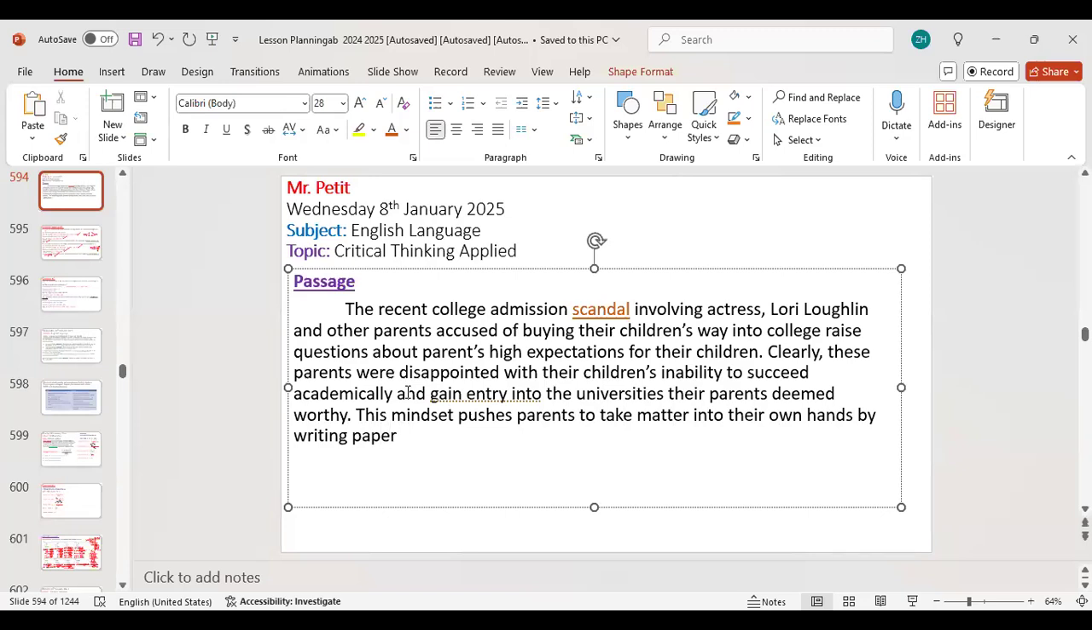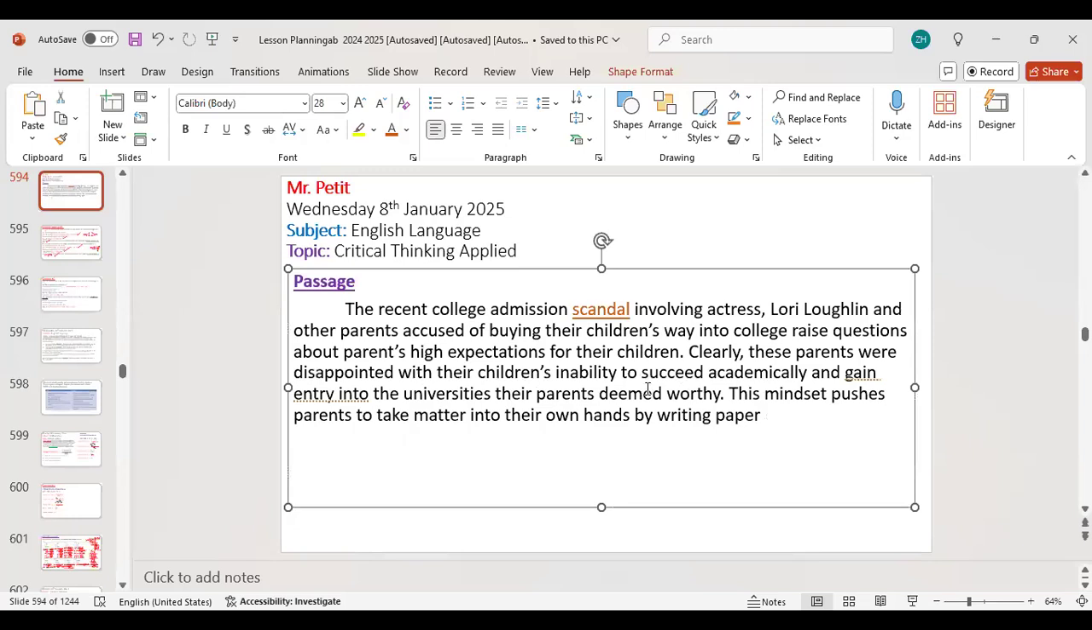So clearly these parents were disappointed in their children's inability to succeed academically and gain entry into universities their parents deemed worthy. What does that mean? When you say their parents deemed worthy, what does that mean? It means universities that parents find acceptable. What sort of universities is that? Harvard, Stanford, Yale. Yeah, like high class universities, right?